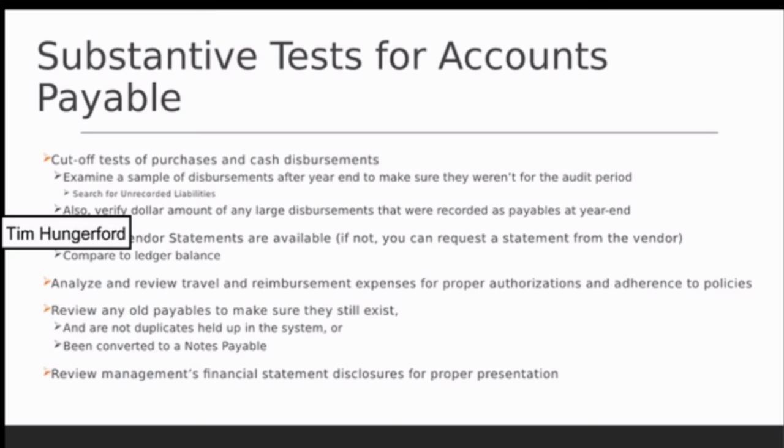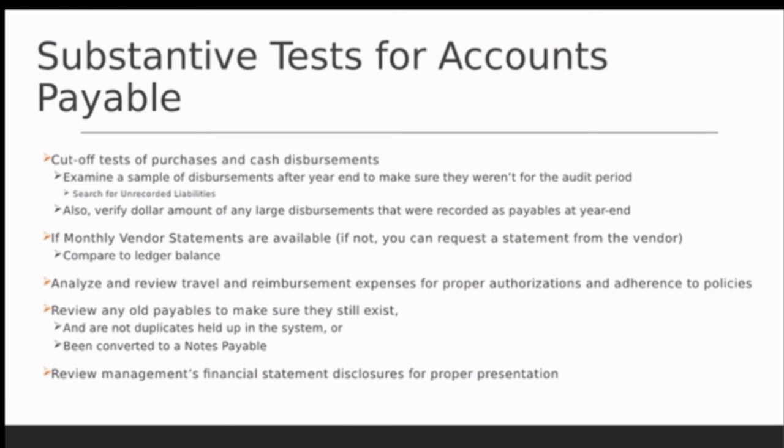For substantive tests of accounts payables, the big one is really the cutoffs. Are you recording everything at year-end payables that should be in there? So you're going to examine a sample of disbursements after the year-end, January, February, sometimes even March disbursements, and look at those actual invoices and see, was this really for product from December or November of last year? Should it really have been on accounts payable last year if it wasn't? So that's the search for unrecorded liabilities.